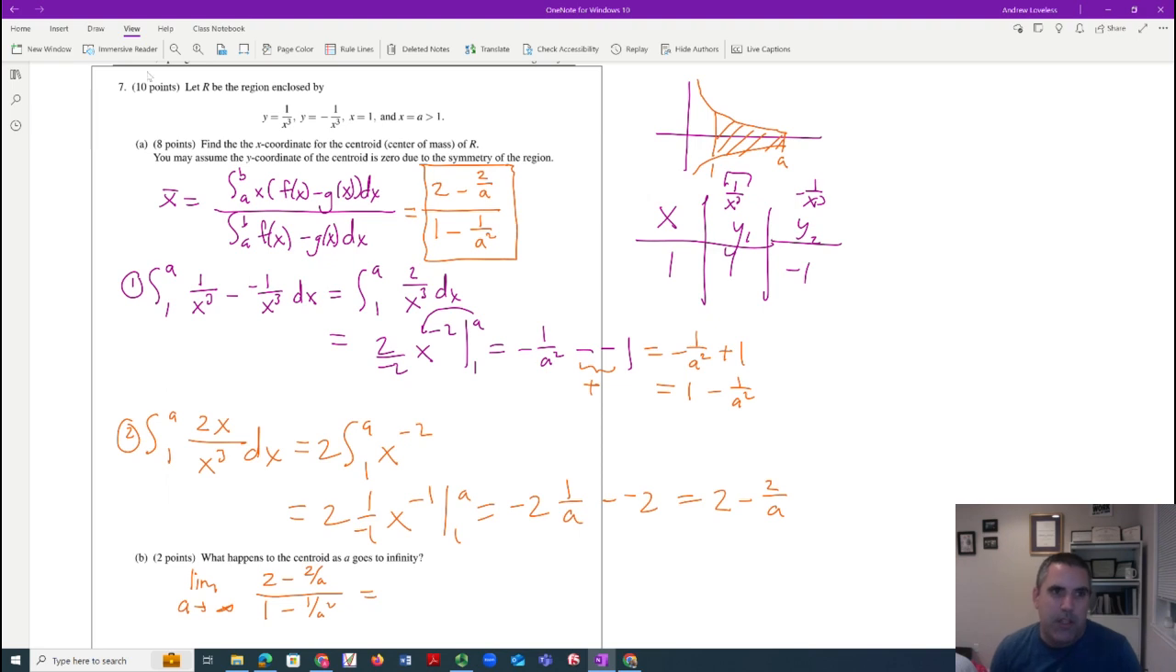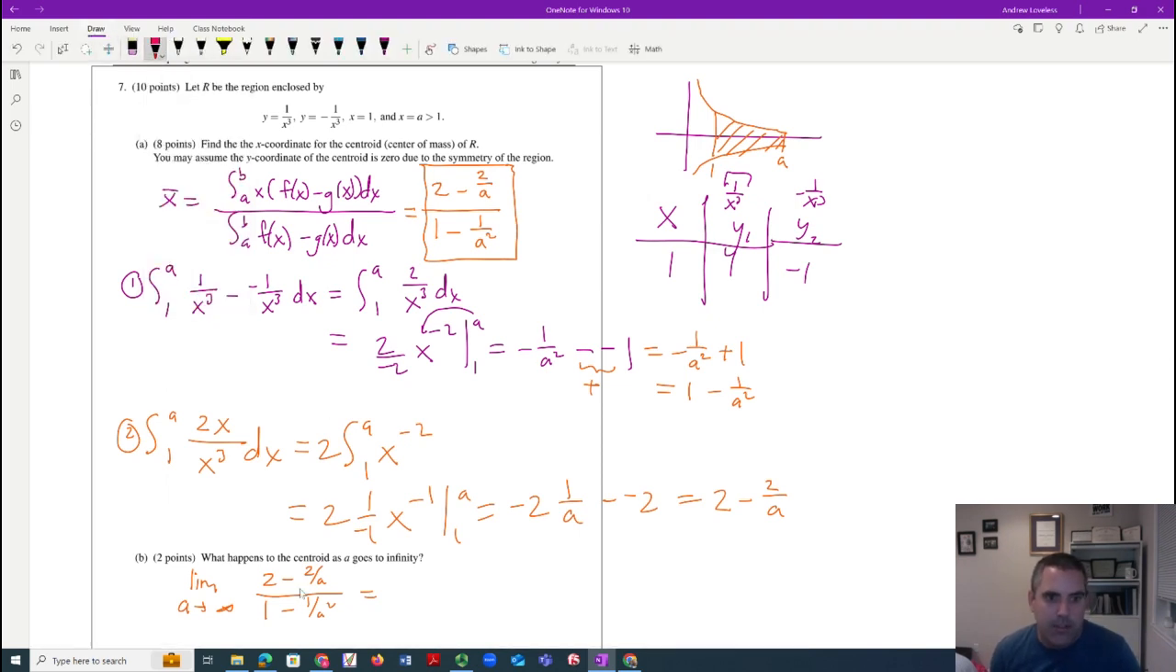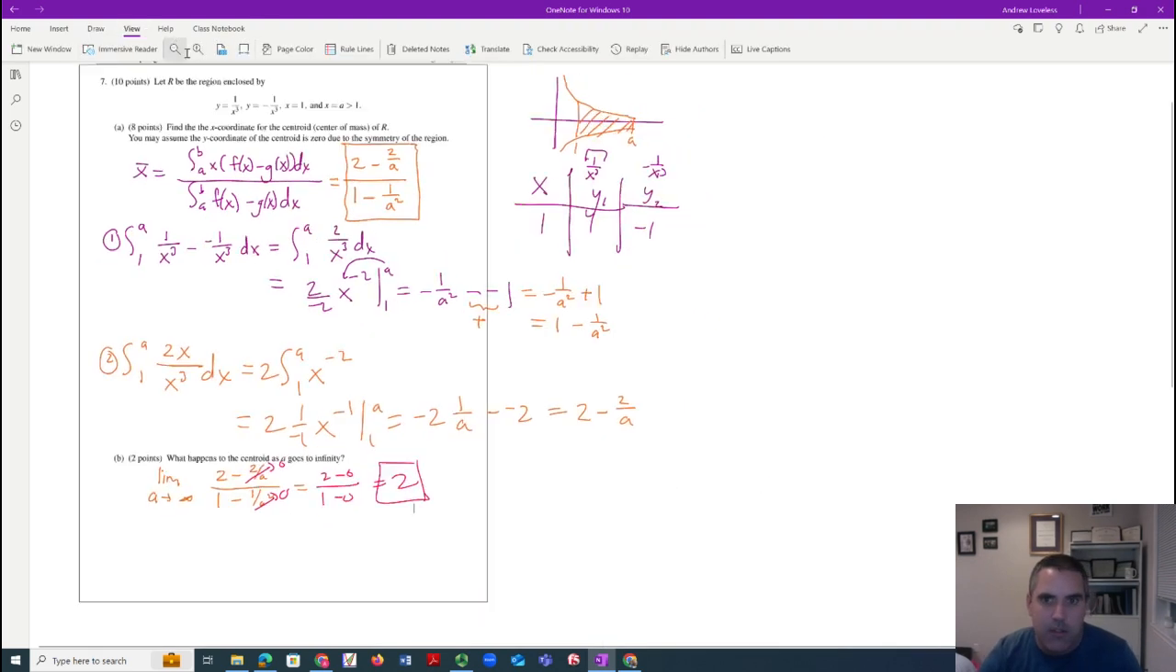Because when you're going to infinity, you would much rather write things like this. Because you can quickly see this goes to 0 and this goes to 0, and the answer is 2 minus 0 over 1 minus 0, so it's 2. So here's a situation where you can balance that on your finger. It's 2.